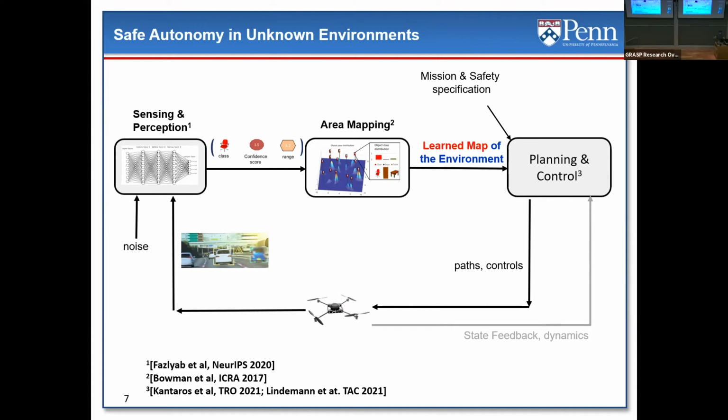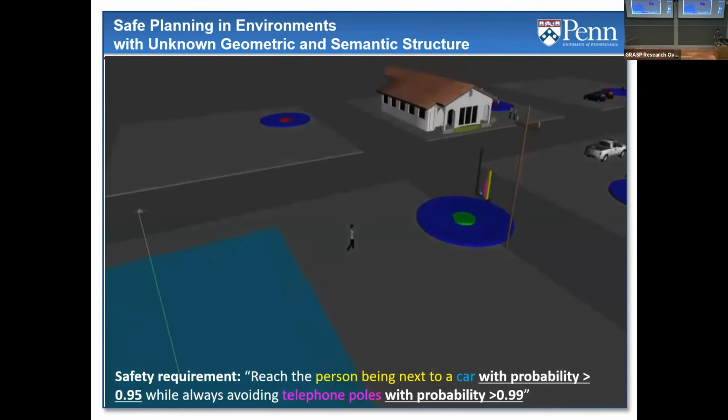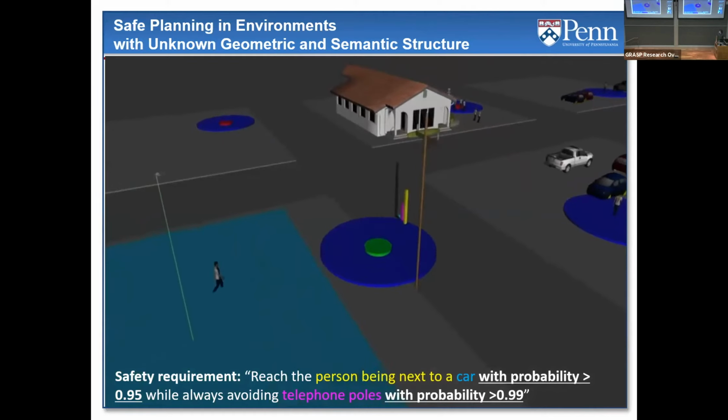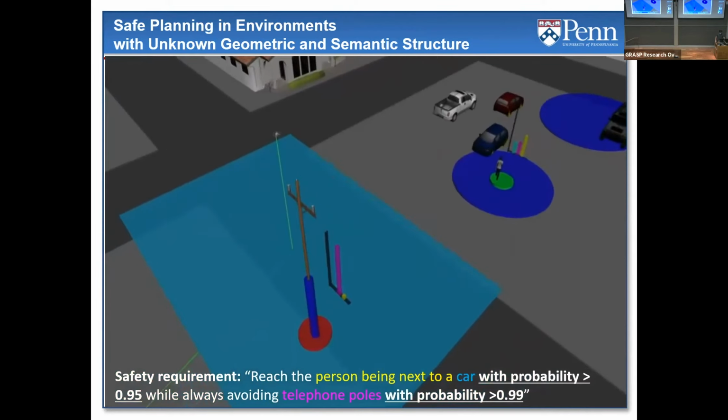Now, we're actively working on designing those boxes. I will not go into those details, but I will only show you a video that demonstrates how this architecture works in a pseudo-real world. So in this video, the goal is to control a drone so that it can reach a person that is in this city while avoiding obstacles like this phone pole that you see there.